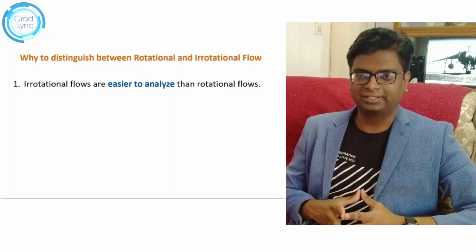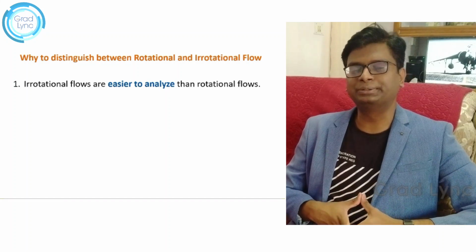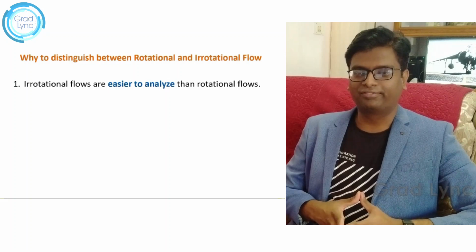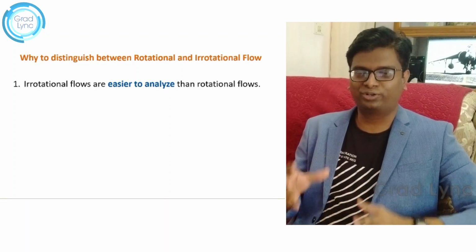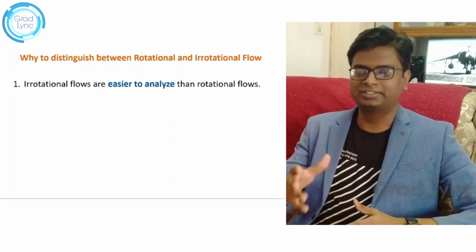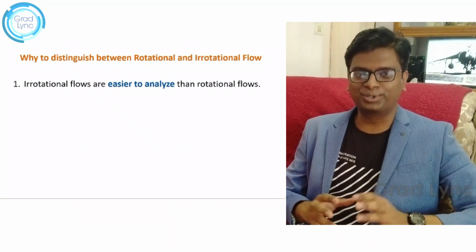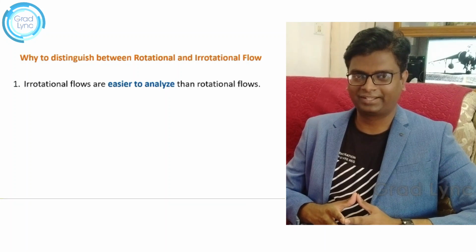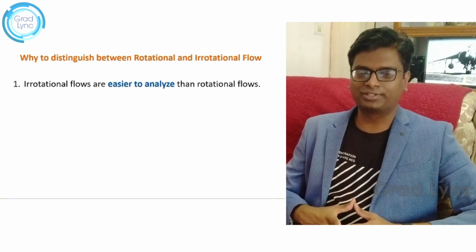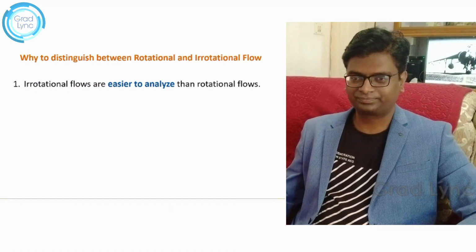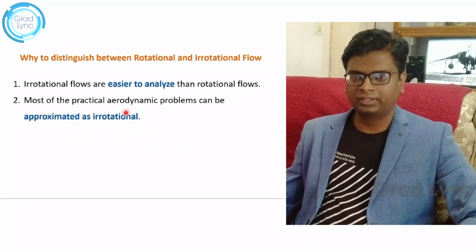That is because the angular velocity will be 0 or the net vorticity will be 0. So if that is the case for a two-dimensional flow, just now we saw the equation, it includes just two differential terms. So that is why irrotational flows are easier to analyze than the rotational flows.